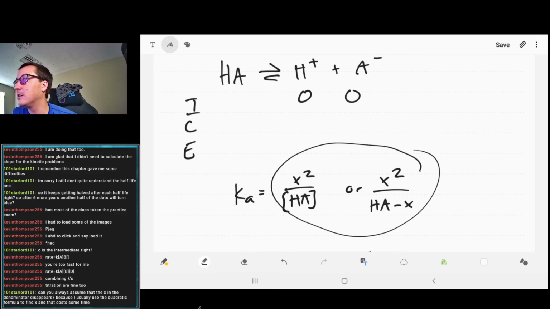You cannot always assume that. Don't use the quadratic formula. Use Wolfram Alpha. Save yourself some time. You can assume it if it's going to be less than 5%. So you just have to try it. If you get your X to be less than 5% of what your HA originally was, then it's fine. Then you don't need to use quadratics. However, if that's not the case, it may be wiser to just pop out Wolfram and do it there.